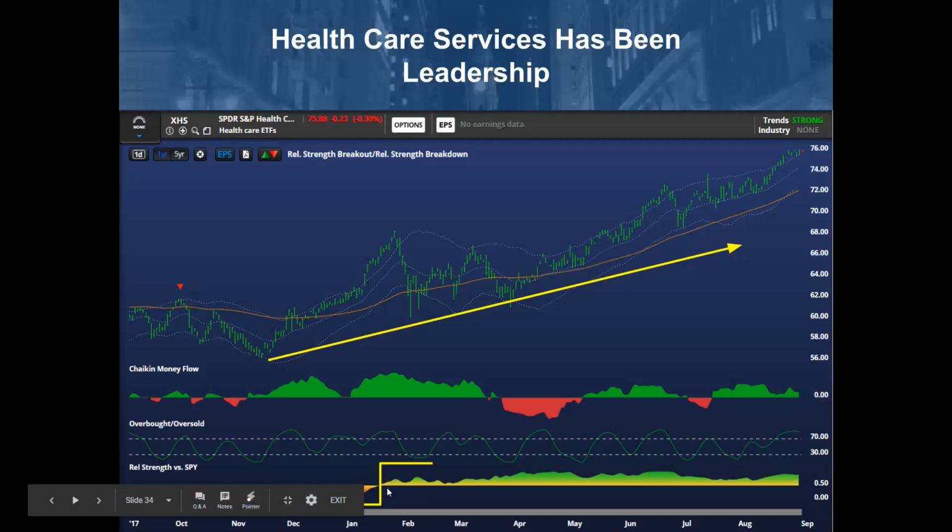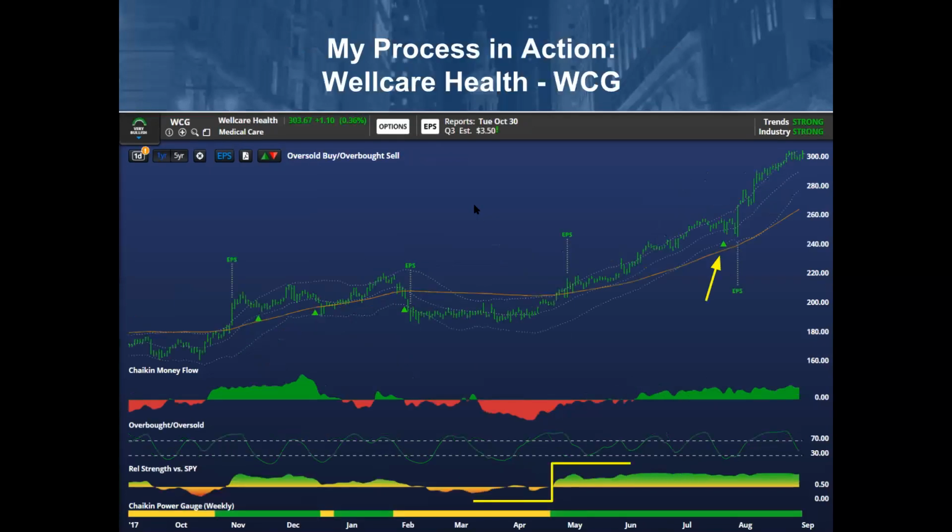And you can see it here. In January, healthcare services begins to outperform the market. And you can see the Chaikin money flow. Institutional investors are coming to the group. So we have a leading industry group in the market. So a natural place to look for potential long ideas.